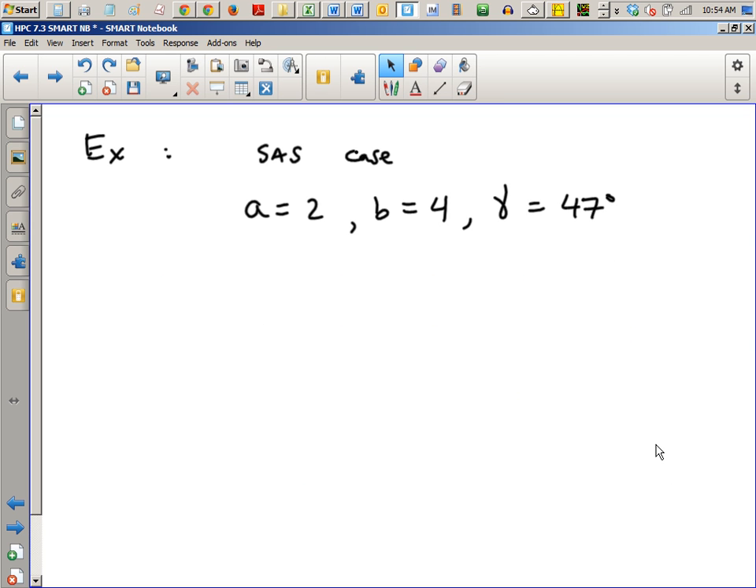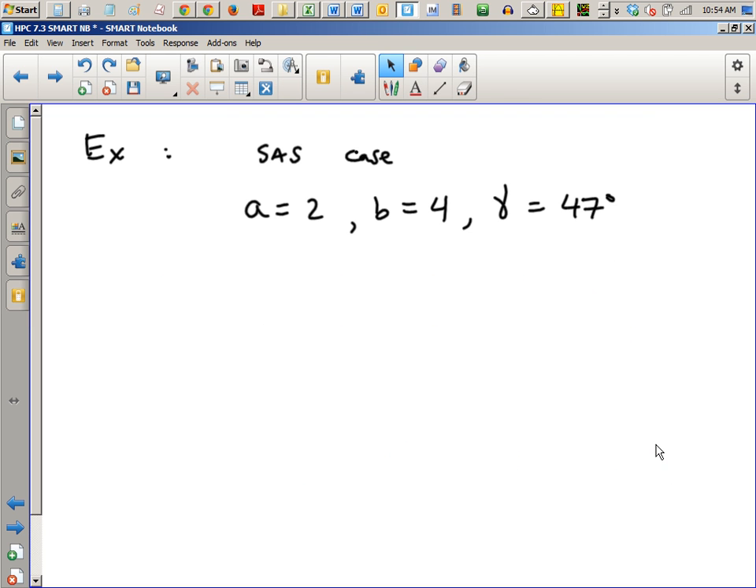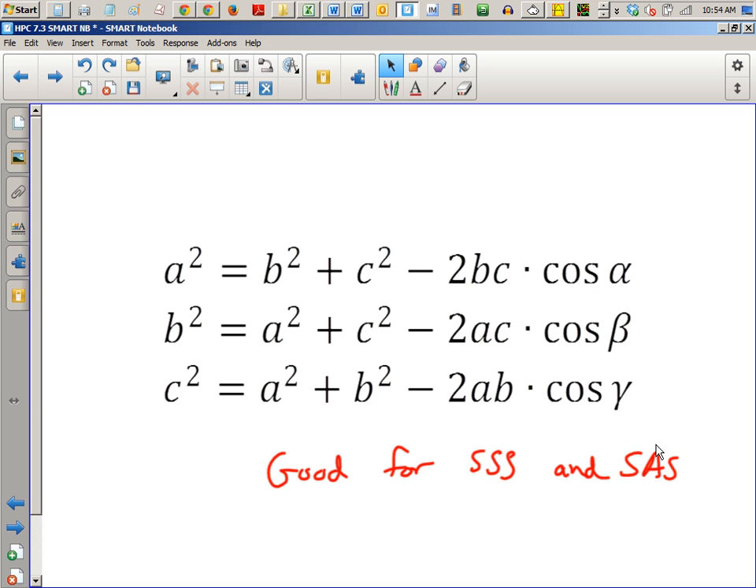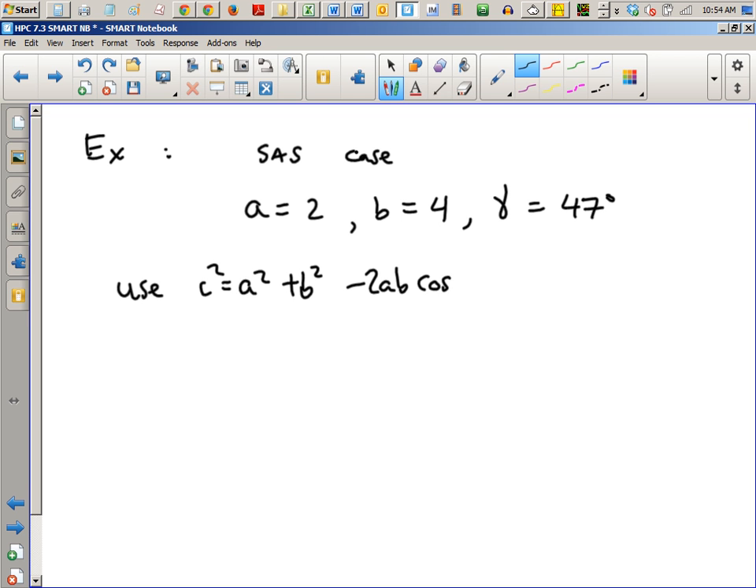Okay, so let's look back at our laws. Which of the three would be best for us? We have little a and little b, and we have angle gamma. The third one has a gamma in it, right? It's the only one. So since we want to use our givens, let's use the third one: c squared equals a squared plus b squared minus 2ab cos gamma.